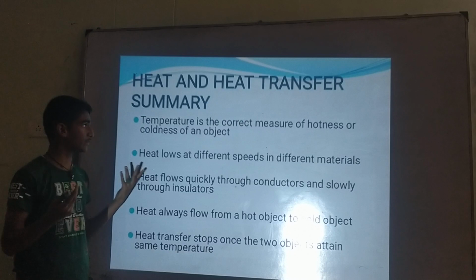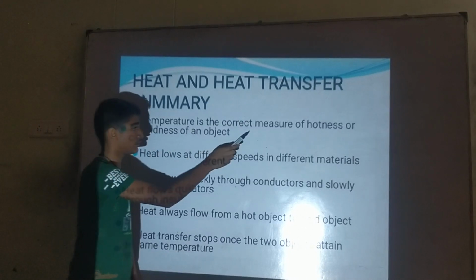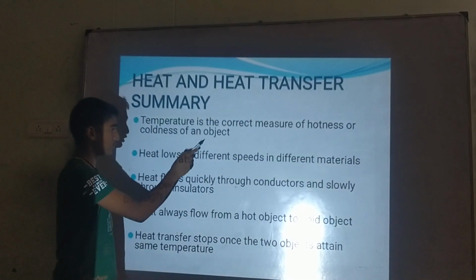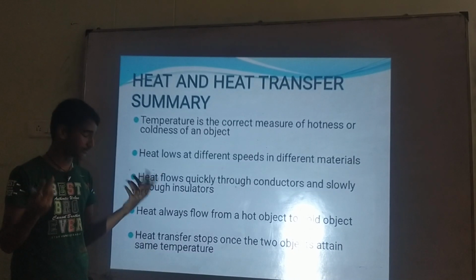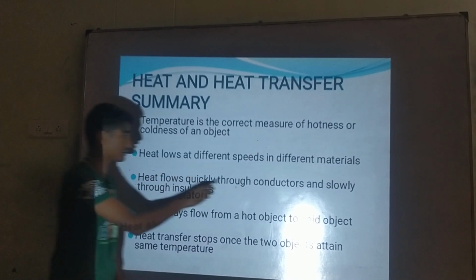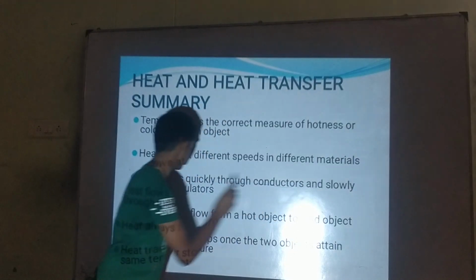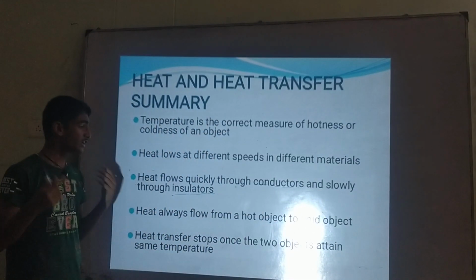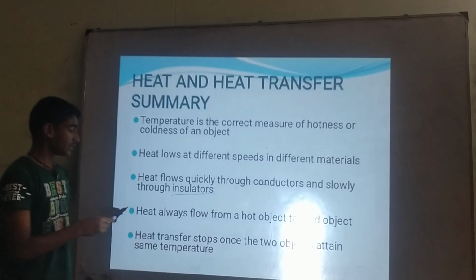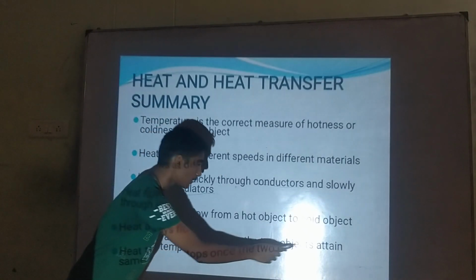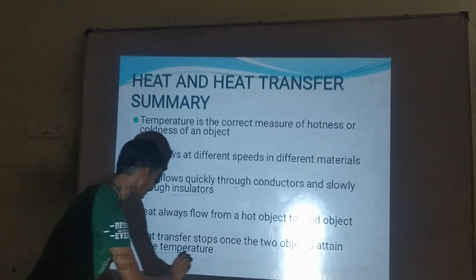Okay, let's summarize. Temperature is the correct measure of hotness or coldness of an object. Heat flows at different speeds in different materials. Heat flows quickly through conductors and slowly through insulators. Heat always flows from a hot object to a cold object. Heat transfer stops once the two objects attain the same temperature.